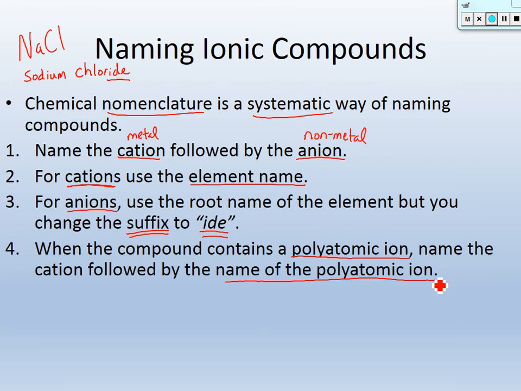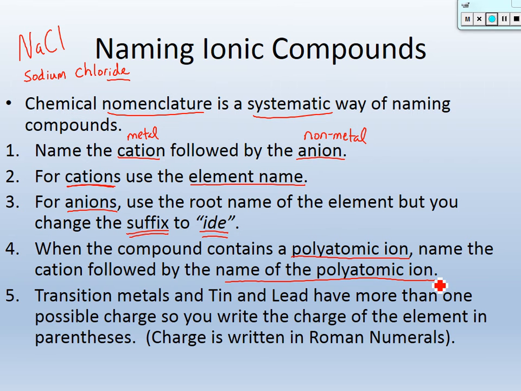All right, there's one final rule. Rule number 5 says transition metals and tin and lead have more than one possible charge. It could be +1, it could be +2. So you write the charge of the element in parentheses. The charge of that element is also written in Roman numerals. So we're going to use Roman numerals to represent the charge of transition metals and tin and lead.